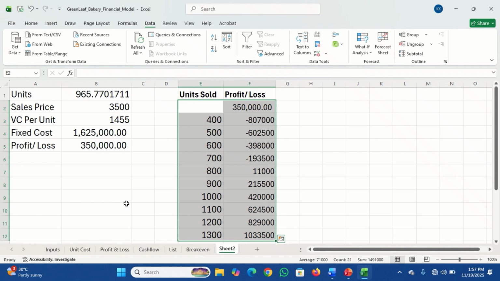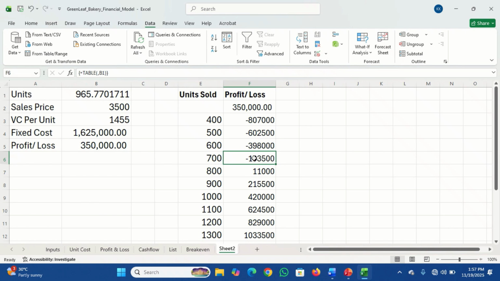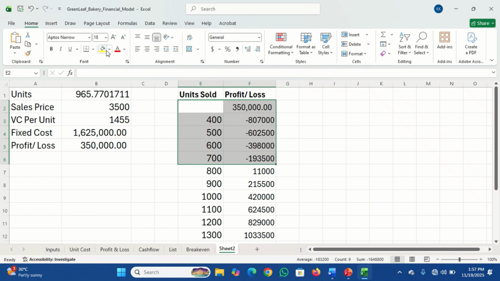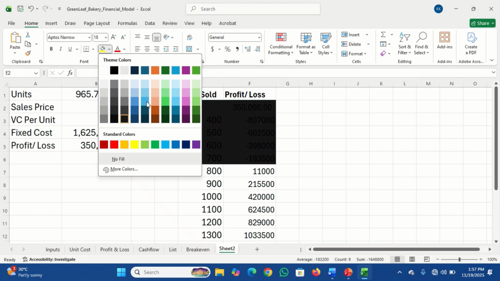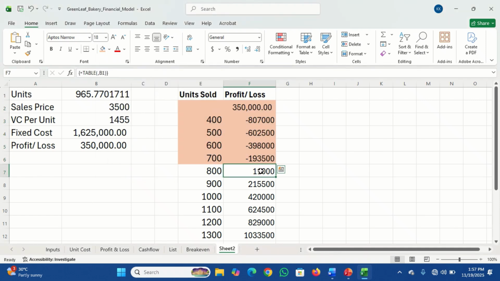Now that is it. You notice that at 700, this is our loss, if you can remember from our Goal Seek. So this area is going to be our loss zone. I can highlight that with red. Now this area is going to be our profit zone. So for me to get 420,000 naira profit, I need to sell up to 1,900. Remember that we're looking at 965 for 350,000 profit.